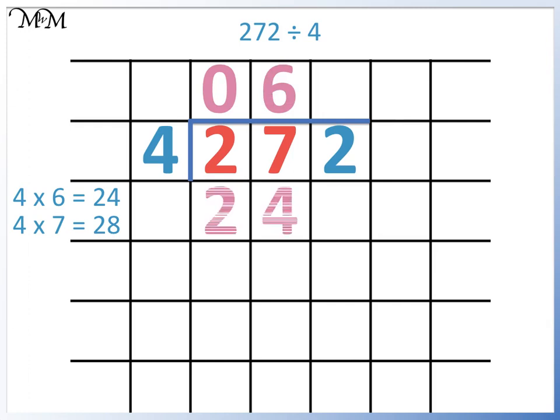4 times 6 equals 24, so we write it underneath and subtract it from 27. 27 take away 24 equals 3. Remember, 3 is in the tens column, so it's worth 30. We bring down the 2 and find out how many times 4 divides into 32. 4 times 8 equals 32, so 4 divides into 32 8 times. 272 divided by 4 equals 68.